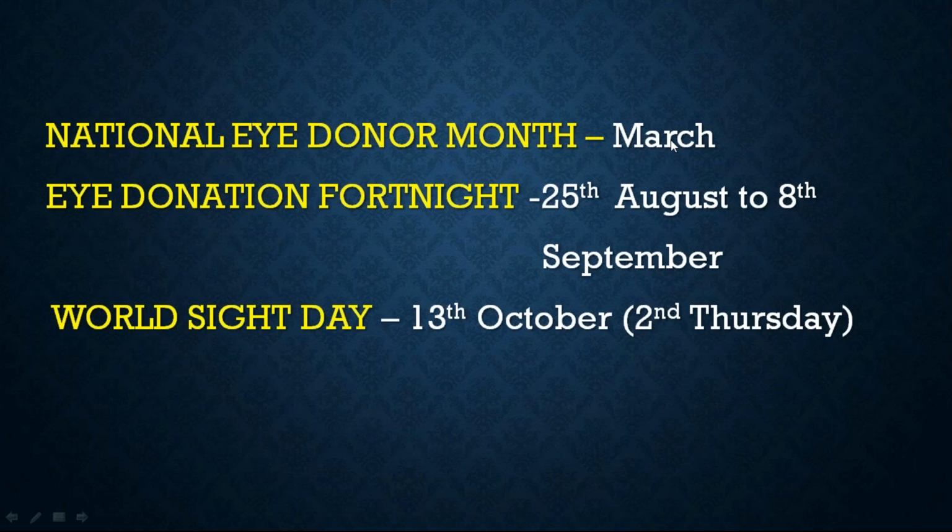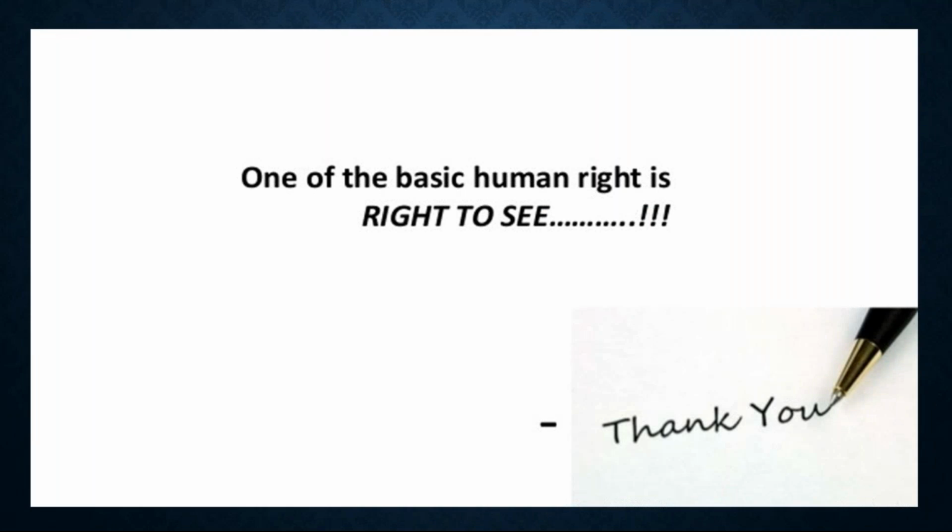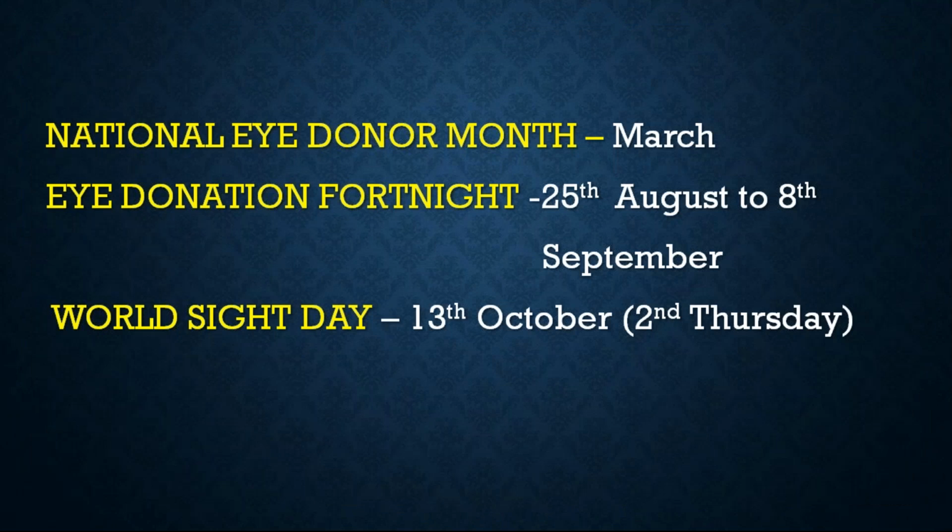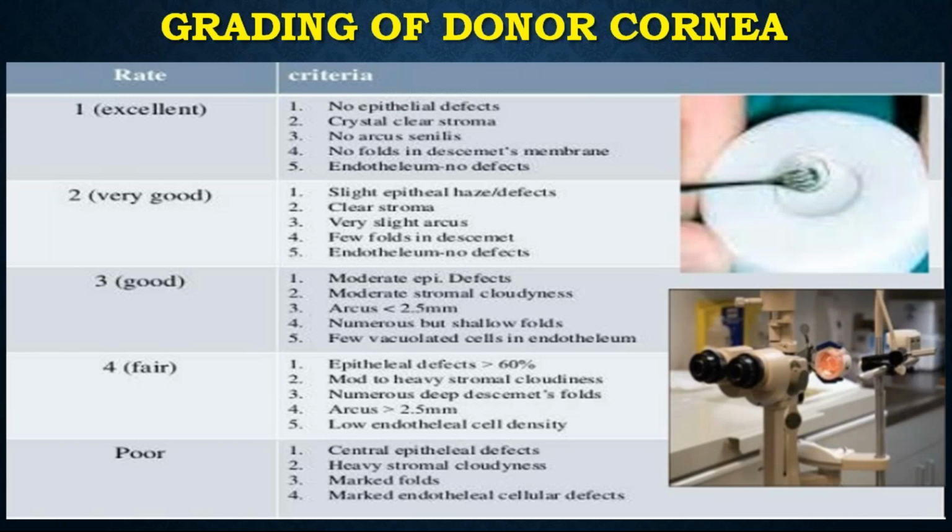National Eye Donation Month, March. Eye Donation fortnight, 25th August to 8th September. World Sight Day, 13th October, second Thursday. They are the important dates. World Sight Day is 13th October. One of the basic human rights is the right to see. This grading is important. Grading of the donor cornea.